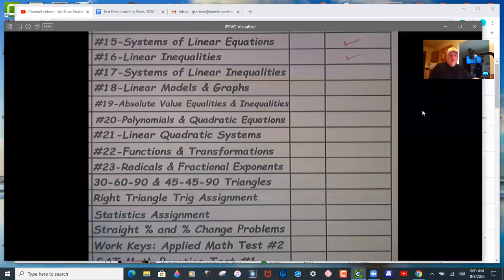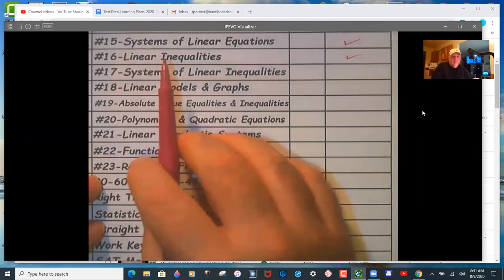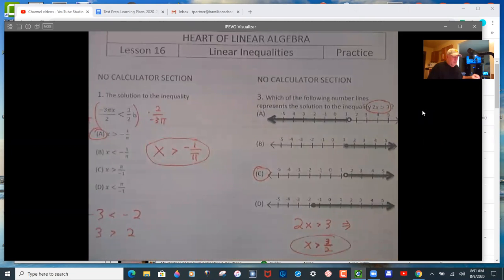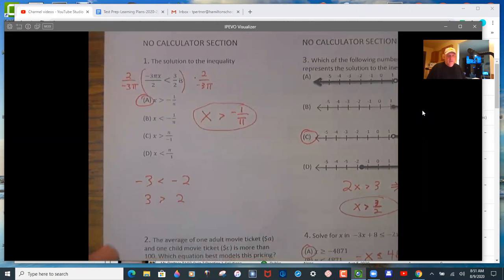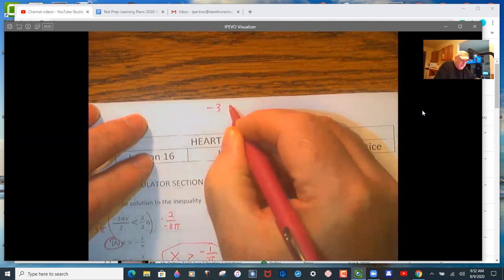This is assignment 3 in test prep, the math section. So linear inequalities is what we're focused on here, number 16, lesson 16. The big thing you have to remember in dealing with linear inequalities is if you multiply both sides or divide both sides by a negative, it reverses magnitude. So watch this.